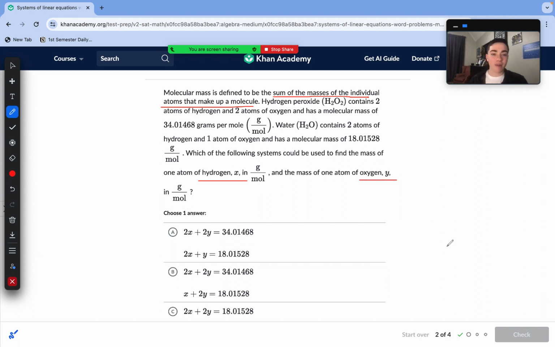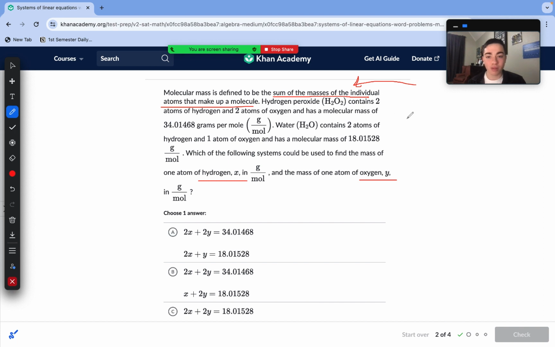So this might look, lots of chemistry here. It might look really really confusing. However, if we take a look at the sentence that I highlighted at the start, sum of the masses of the individual atoms that make up a molecule, and X is hydrogen, Y is oxygen.